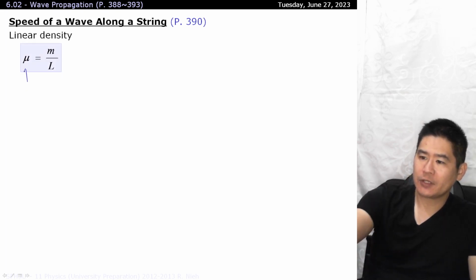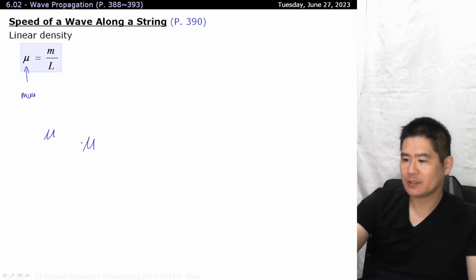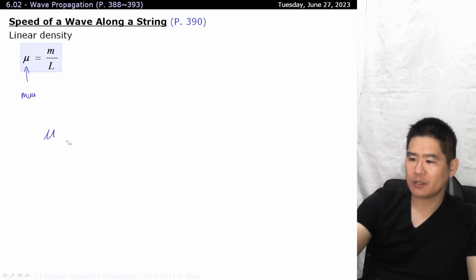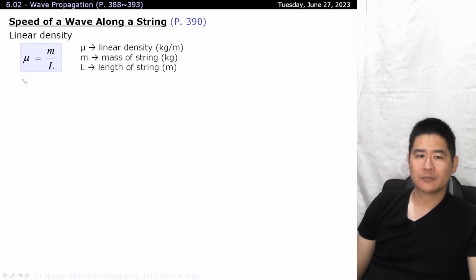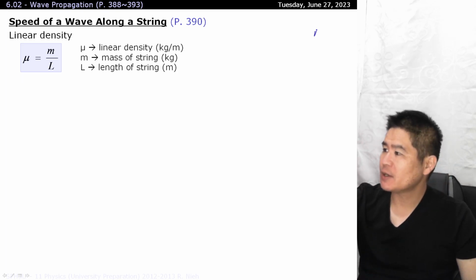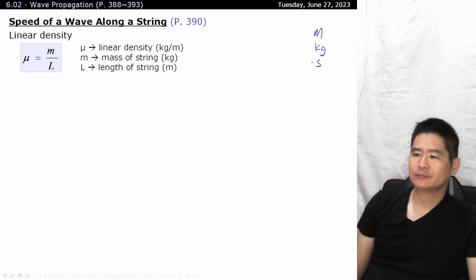This letter over here is mu, which is a Greek letter, and if you were to write it out by hand, it would look something like that. Actually, you usually stretch out the left tail first, a little bit longer when you write it out. Okay, so linear density is equal to the mass of the string divided by the length of the string. Once again, always stick with MKS units. All right, so mass is always measured in kilograms, and distances are measured in meters.